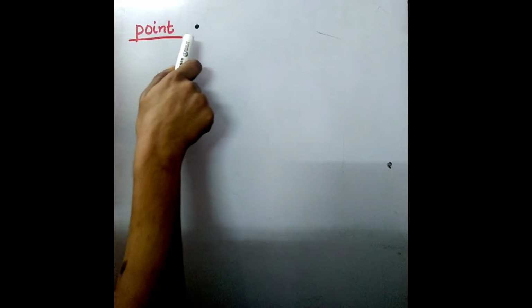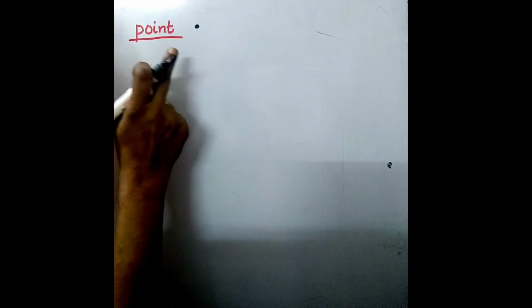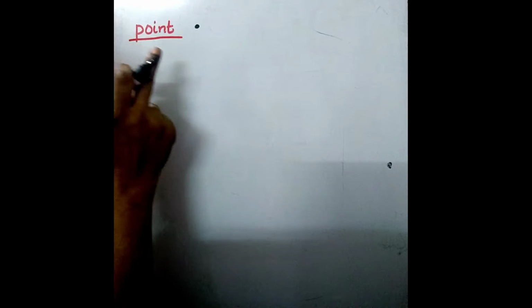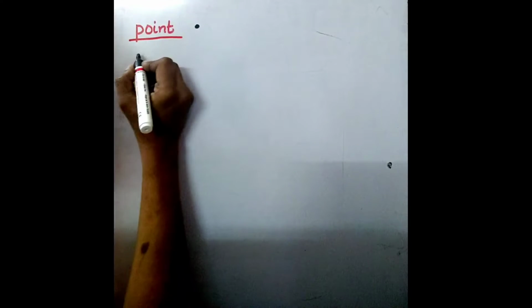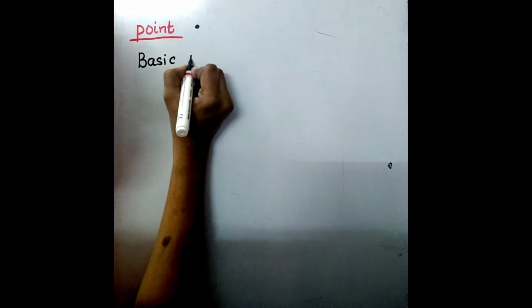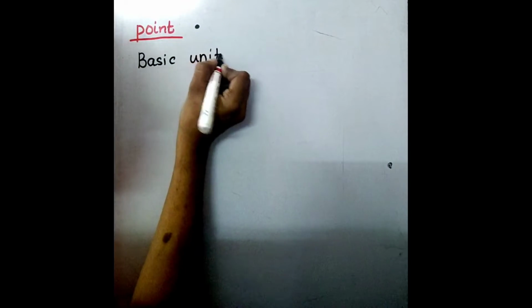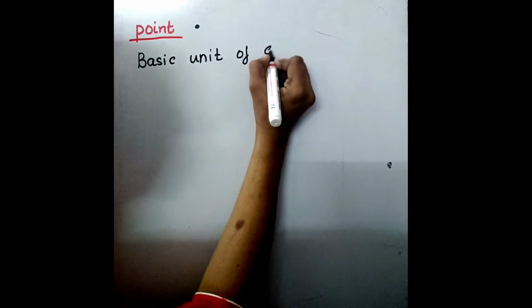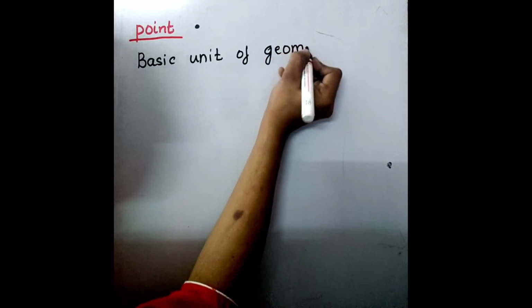This is a point. A point shows an exact location. It is the basic unit of geometry. Which is the basic unit of geometry? Point.